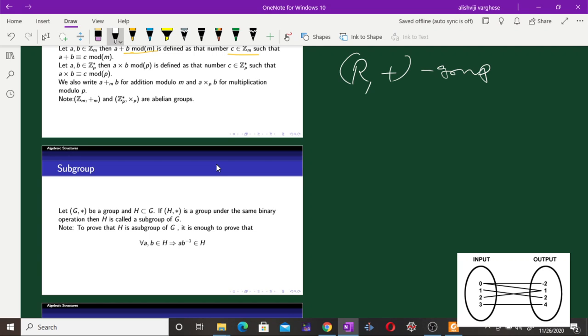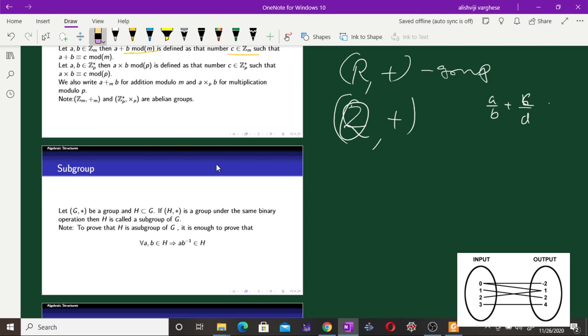Then we consider a subset of R, say the set of all rational numbers. The set of all rational numbers under addition is also a group. We restrict the same addition to the rational numbers. If we take two rational numbers a by b and c by d, their sum is again a rational number. The inverse of any rational number a by b is minus a by b, which is again a rational number.